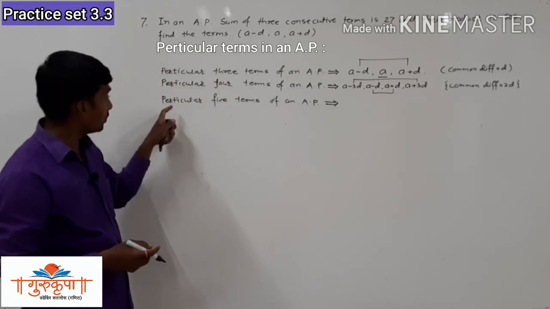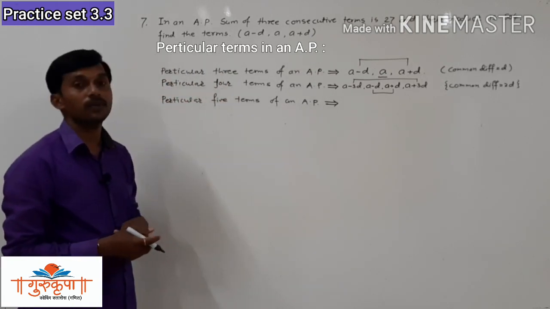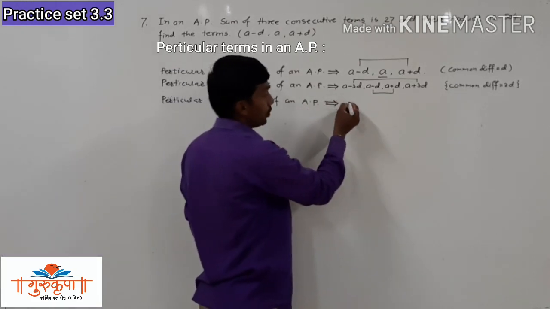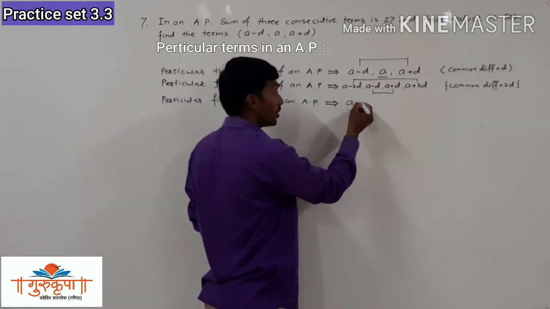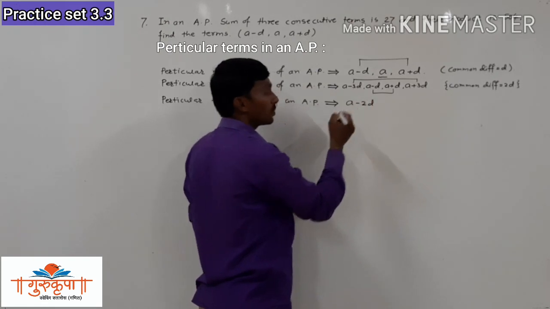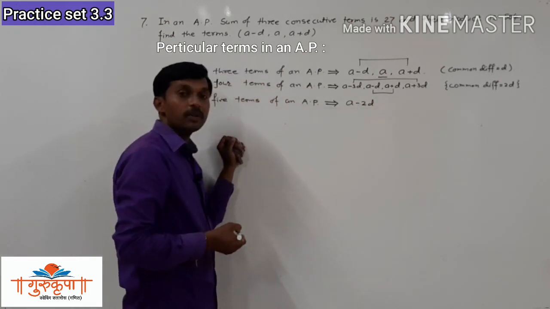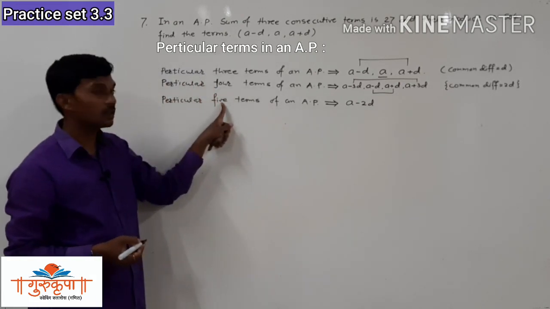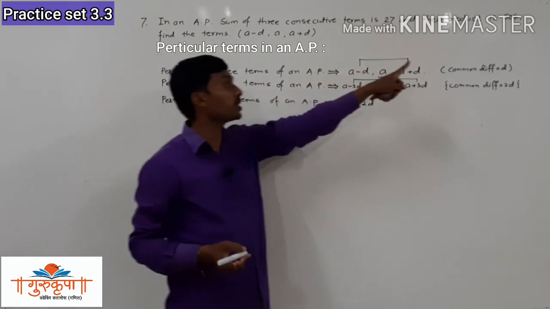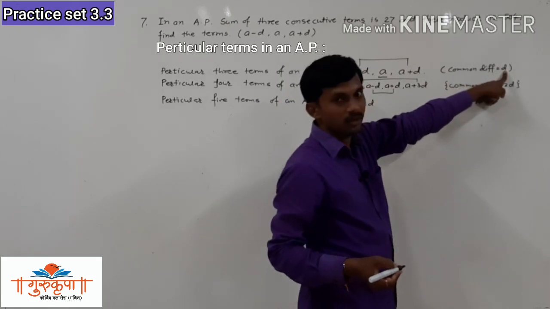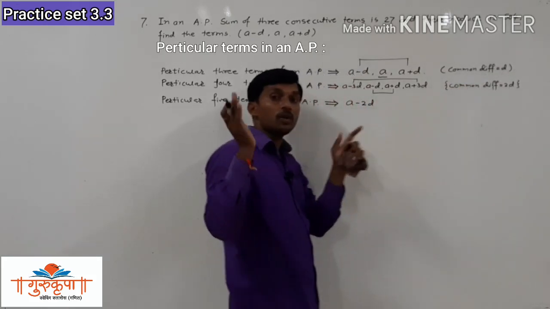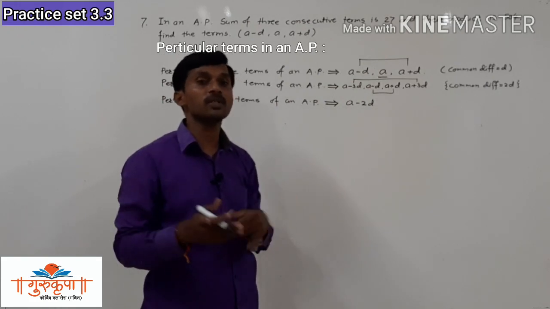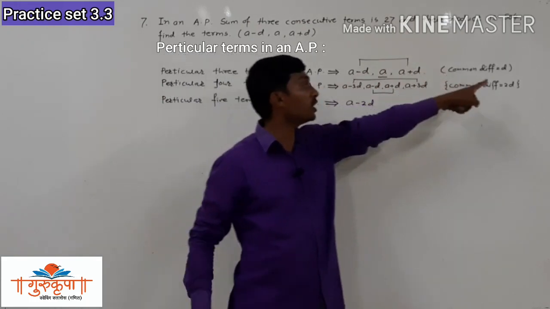Now while remembering the five terms of an AP, particular or consecutive five terms of an AP, we have to remember the first term as a minus 2d. Now since the number of terms are odd, the common difference is d only. Whenever the number of terms are odd, the common difference is d, and whenever the number of terms are even, the common difference is 2d.